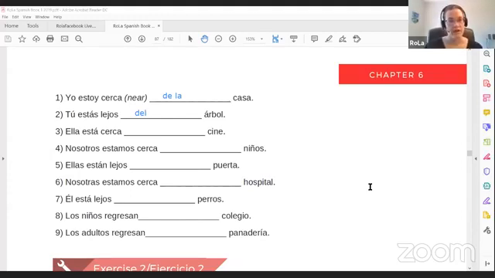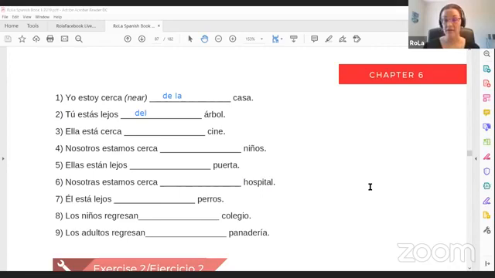Okay. Número tres. Ella está cerca, and then we have cine. So we have to again choose masculine and feminine, singular, plural. So easy to see, it's definitely a singular, right? There's no S, so it's not plural. So we have to choose if it's masculine or feminine. These words that end with e, or English e, often are masculine. So this one is going to be el cine.